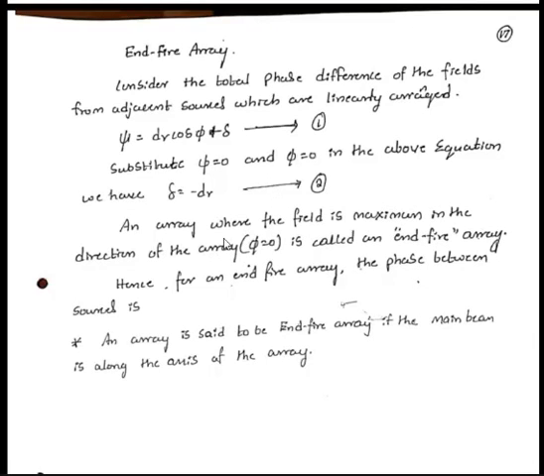Any array where the field is maximum in the direction of the array, that is phi equal to 0, is called an end fire array. These are the two cases you have to remember whenever you try to solve a problem. While solving, whenever you are asked to calculate broadside array parameters, remember that delta is equal to 0, that is the phase difference between adjacent sources is 0. And whenever it is asked for the end fire array case, you have to substitute delta equal to minus d r.